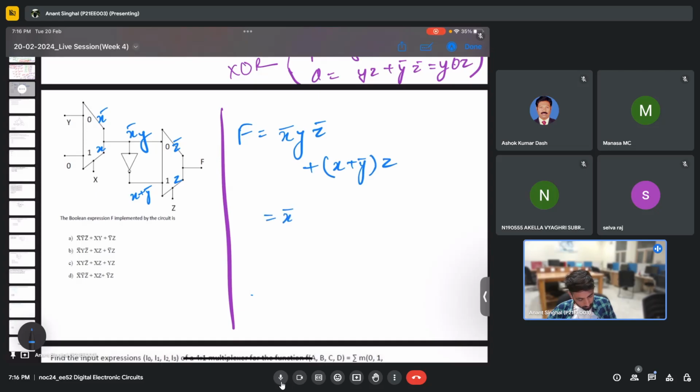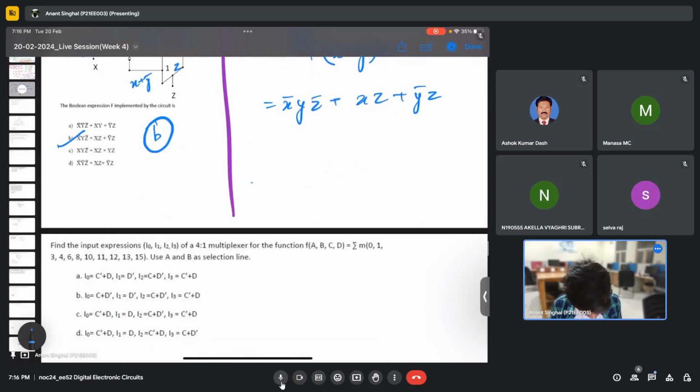So let me just open it. So it will be x z plus y complement z. So is it B? Yeah. So option B is correct. I hope it is clear. It was very easy, so I'm just moving ahead.